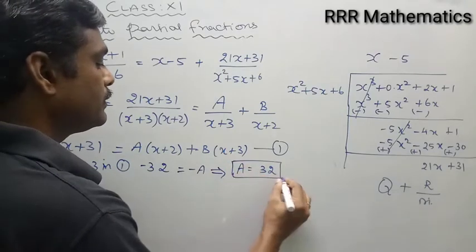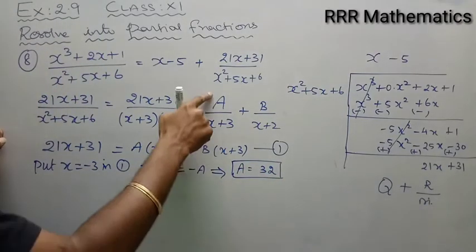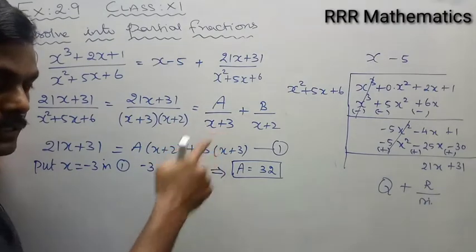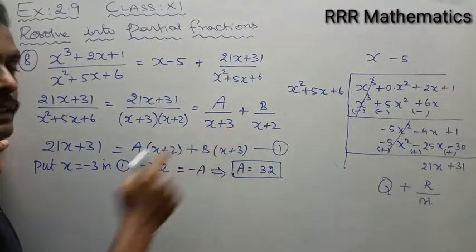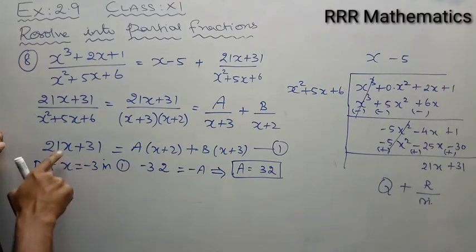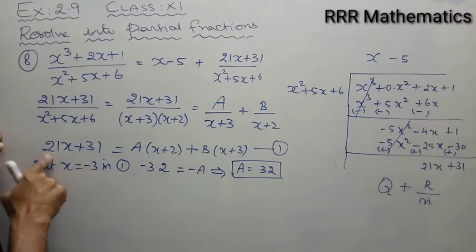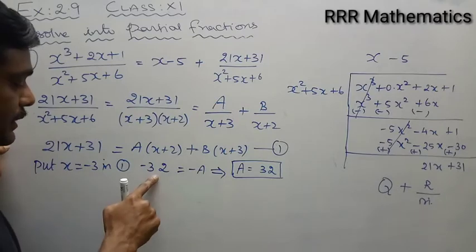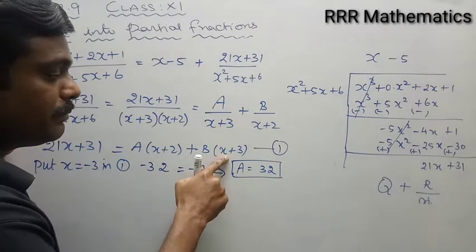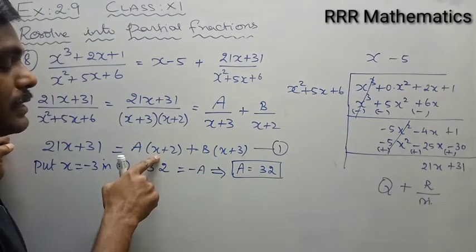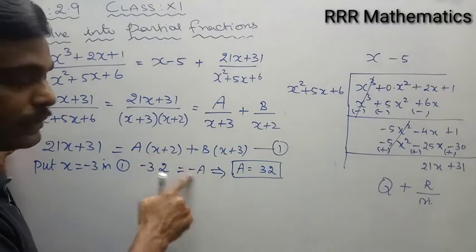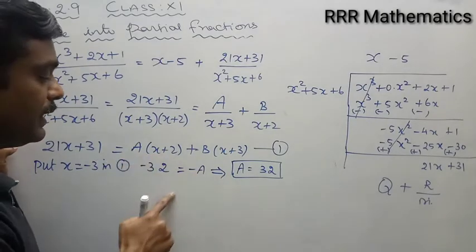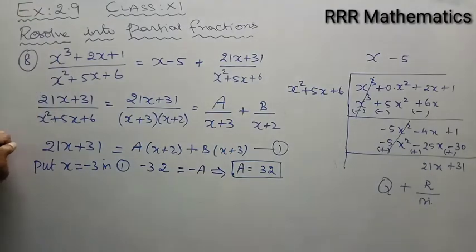Got it? Very simple. Equate the denominator of a, which is x plus 3, to 0. I am getting x equal to minus 3. Replace in 1. Minus 3 into 21, minus 63. Minus 63 plus 31 gives minus 32. When you replace here, it becomes 0. When you replace here, it gives 2 minus 3 as minus 1. So minus 1 into a, minus a. Minus minus cancel, a equals 32.